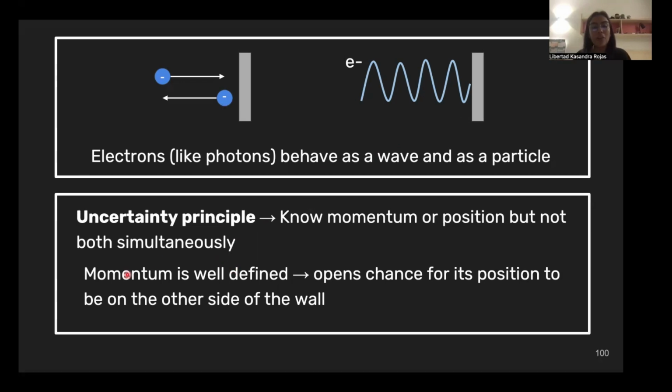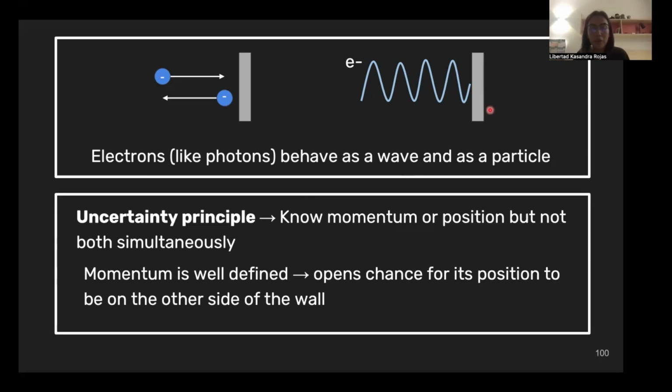Okay, and when we have a very defined momentum, so when momentum is well defined, it opens a chance for the position of this electron to be on the other side of the wall. Since we know the momentum pretty well, we cannot know the position pretty well, okay? So there's a slight chance that the electrons are actually going to tunnel through the wall.